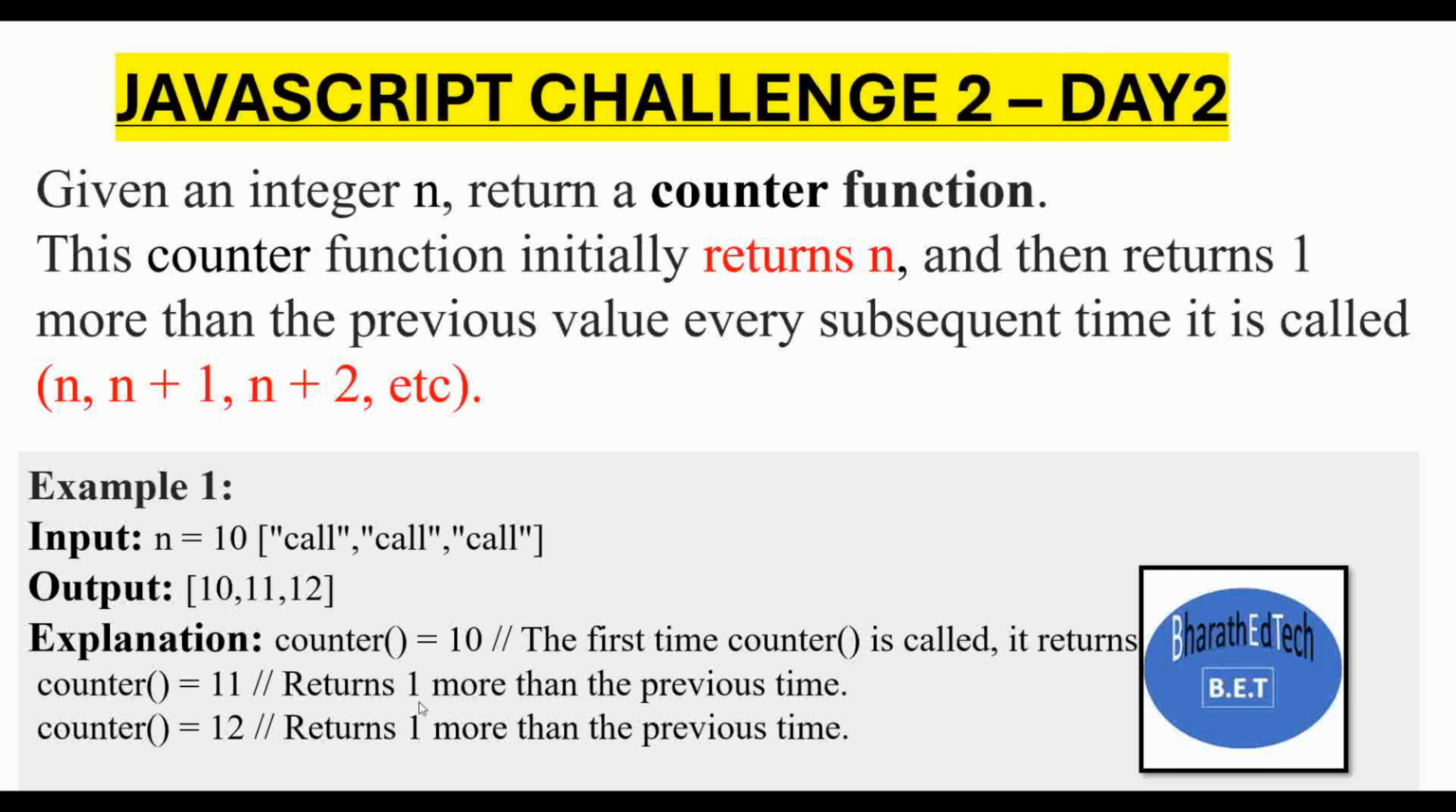For example, you can see here, I am passing value n to the counter function. After the first call, it should return the initial value 10. In the next call, it should return 10 plus 1, 11. And if I call again, it should return 11 plus 1, 12. So each time I call, it should return one more than the previous time. So let's do this.